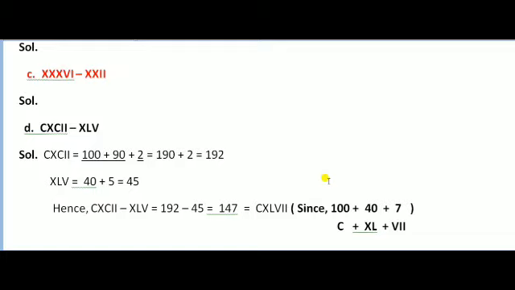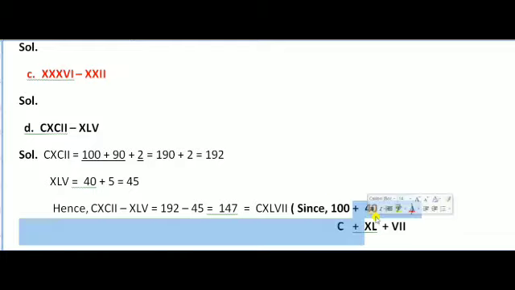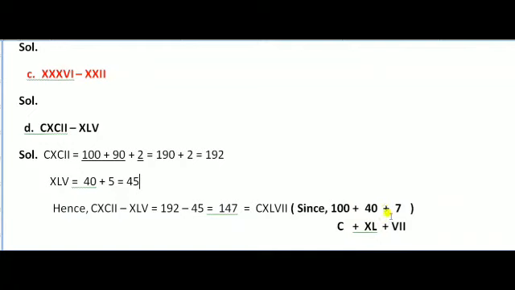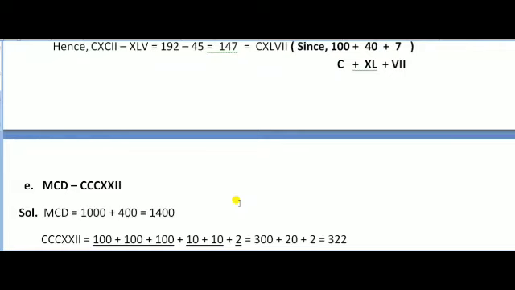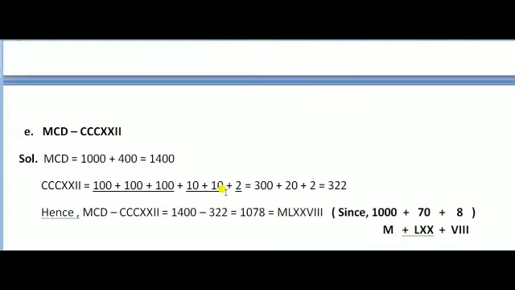Again, we'll be expanding and writing 147 as 100 plus 40 plus 7. Already we are well aware about the symbols. 100 means C, 40 means XL, and 7 means VII. Combine all the symbols and rewrite it. So 147 will have the Roman numeral CXLVII. So this way you can get the difference between the two numerals.